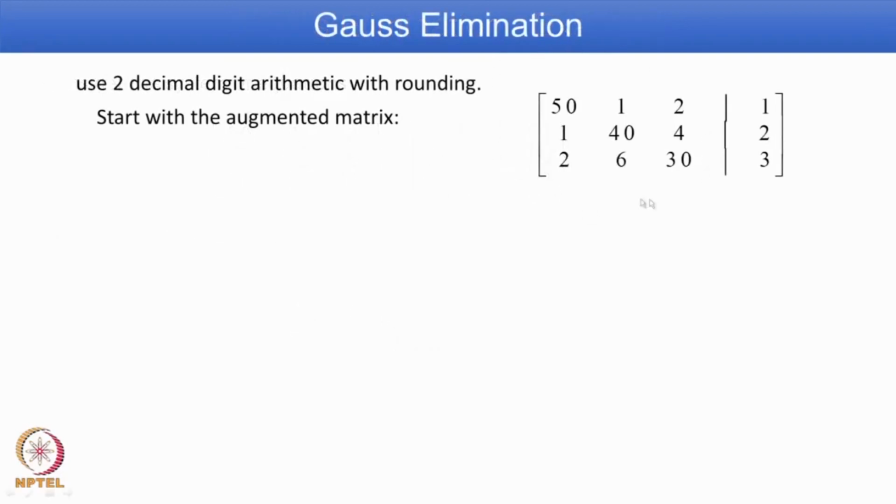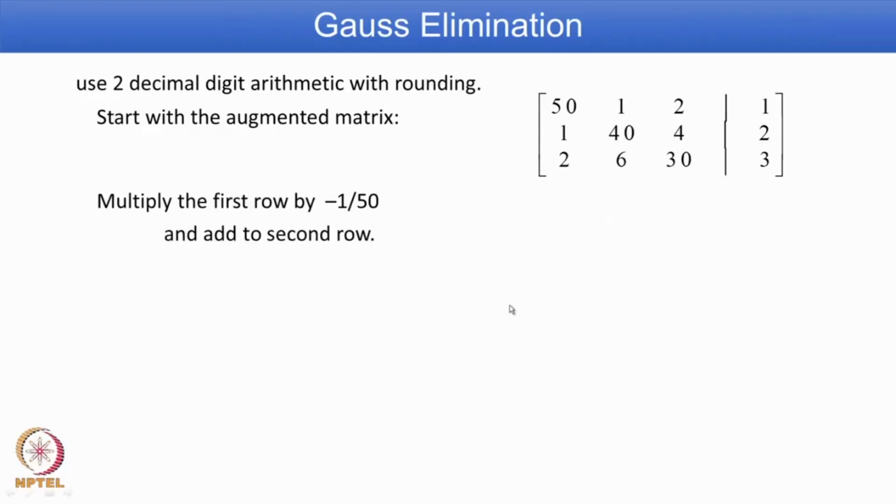The coefficient matrix is written along with the augmenting right side values 1, 2, 3 as shown here. So, we do a few arithmetic operations and we decide to have 2 decimal accuracy. So, start with the augmented matrix as shown here.